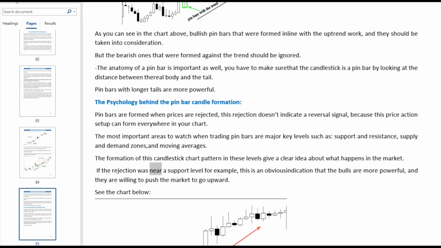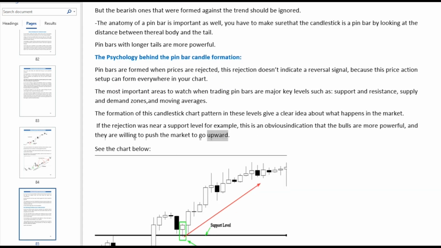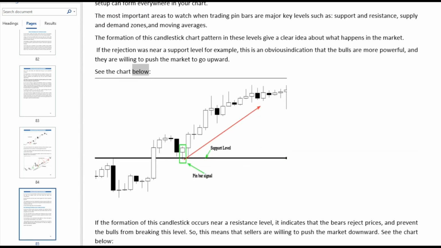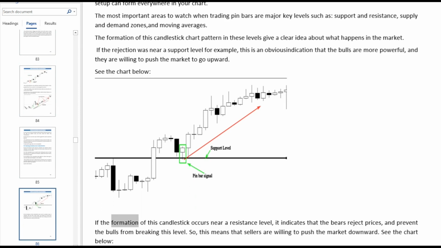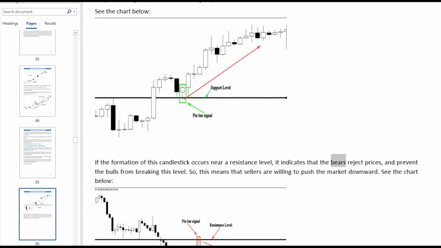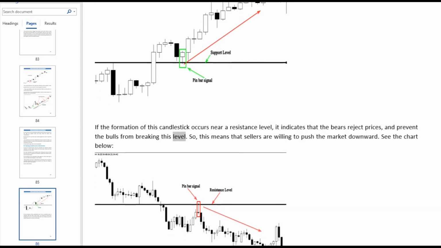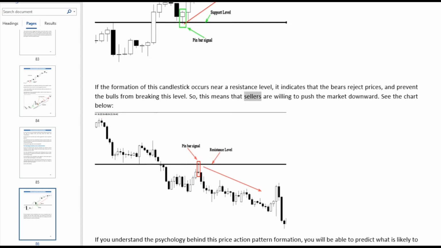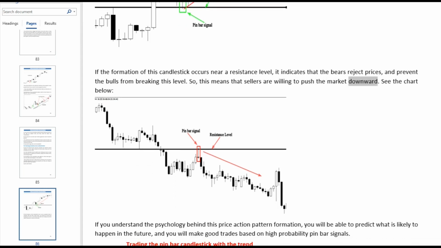If the rejection was near a support level, for example, this is an obvious indication that the bulls are more powerful, and they are willing to push the market to go upward. See the chart below. If the formation of this candlestick occurs near a resistance level, it indicates that the bears reject prices, and prevent the bulls from breaking this level. So, this means that sellers are willing to push the market downward.